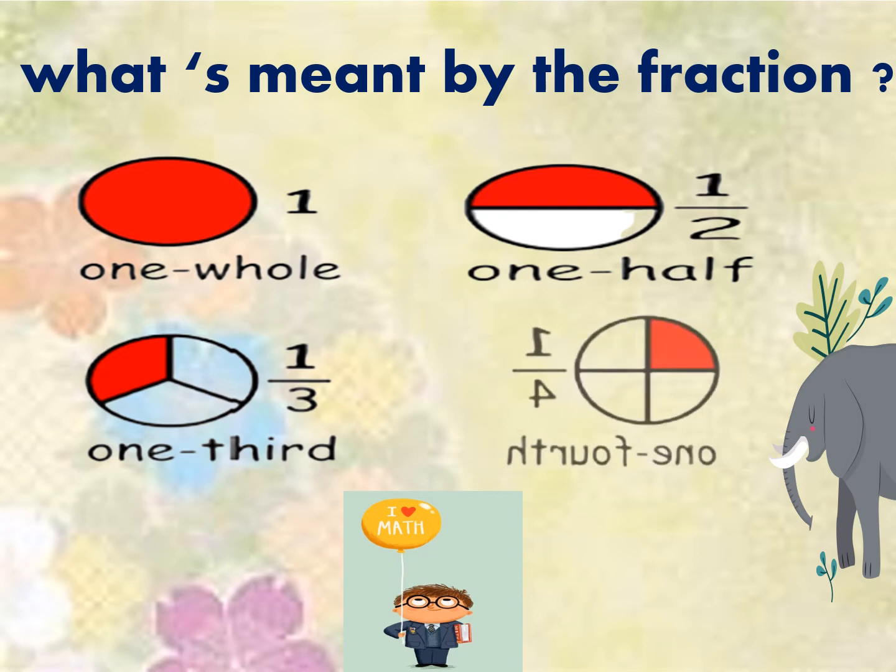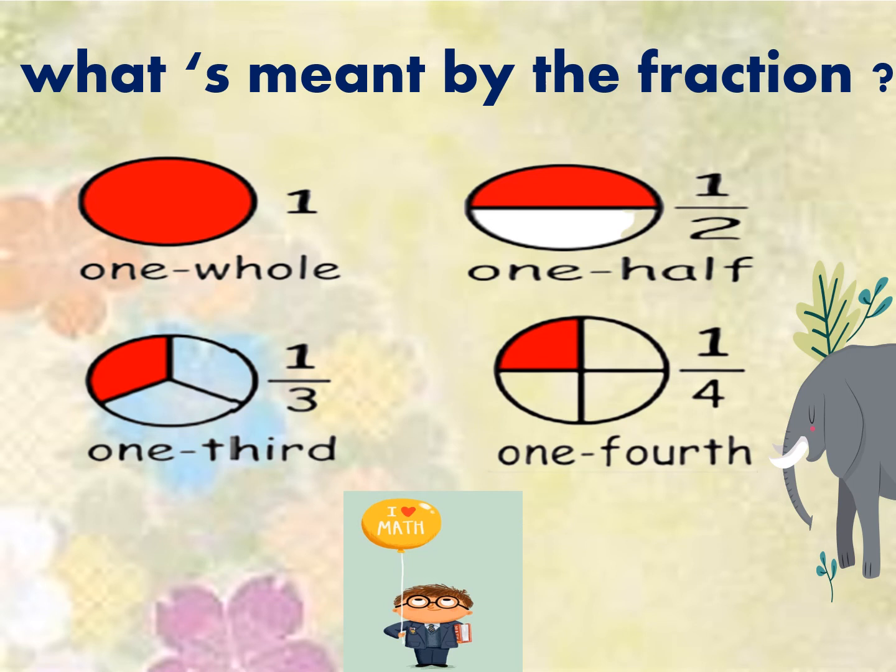The last type, 1/4. So the circle is divided into 4 parts and one part is colored. When I color one part, I write 1 on top and the total parts, 4, at the bottom, so 1 over 4. So I read it like this: 1/4 or 1 over 4. Again, 1 whole, 1 half, 1/3, 1/4.